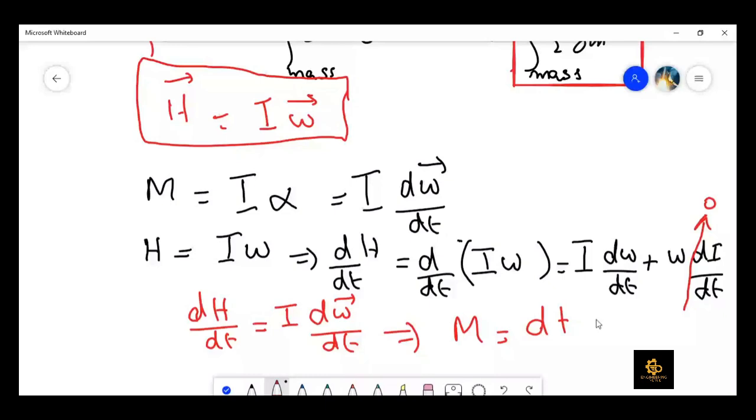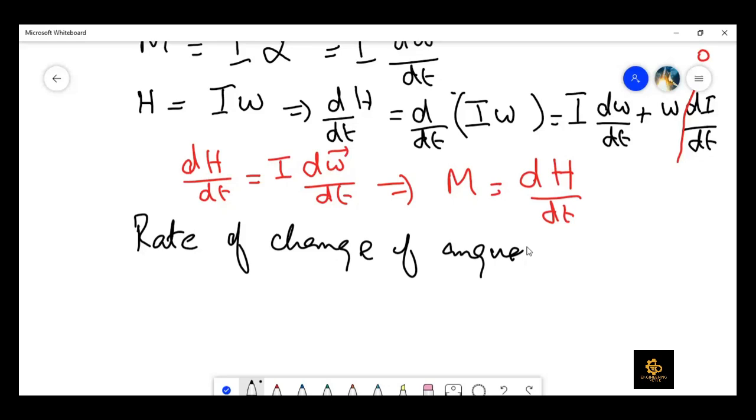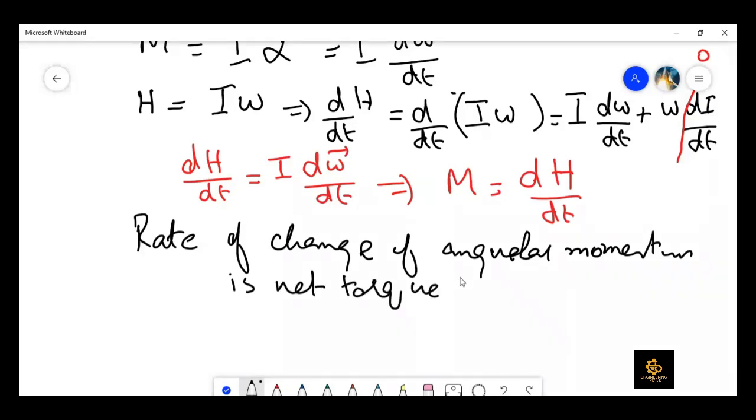So what does it tell us? That the rate of change of angular momentum is equal to the net torque of that body. Right? So we know that the rate of change of angular momentum is net torque. It is just the counterpart of the linear one, in which the rate of change of linear momentum was equal to the net force acting on the body. So that is the same thing, and it is kind of a counterpart of that.